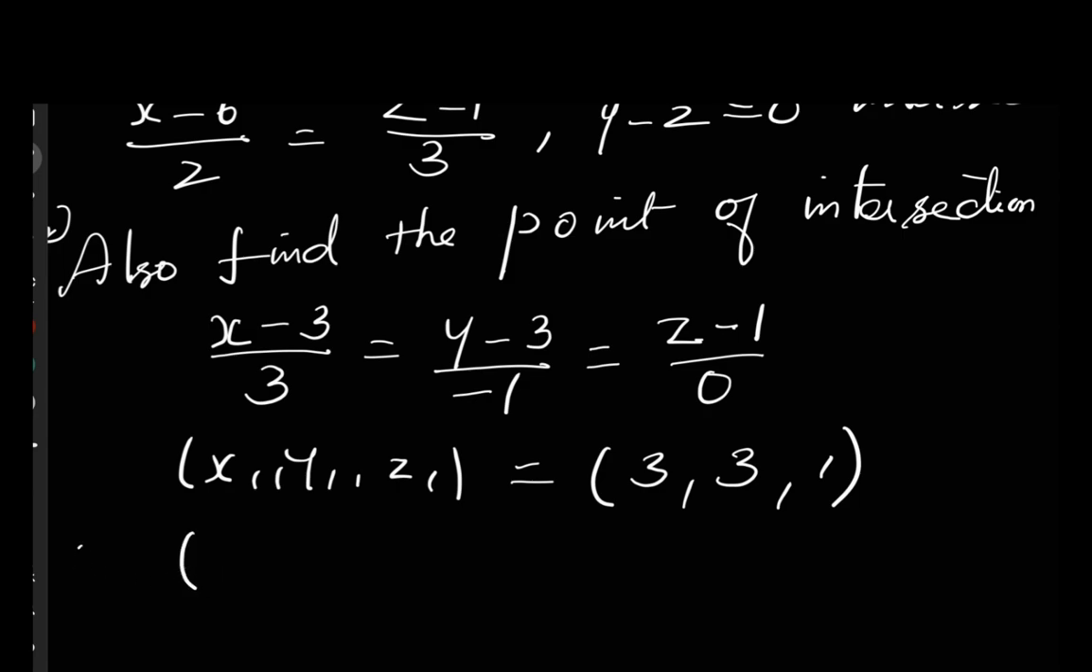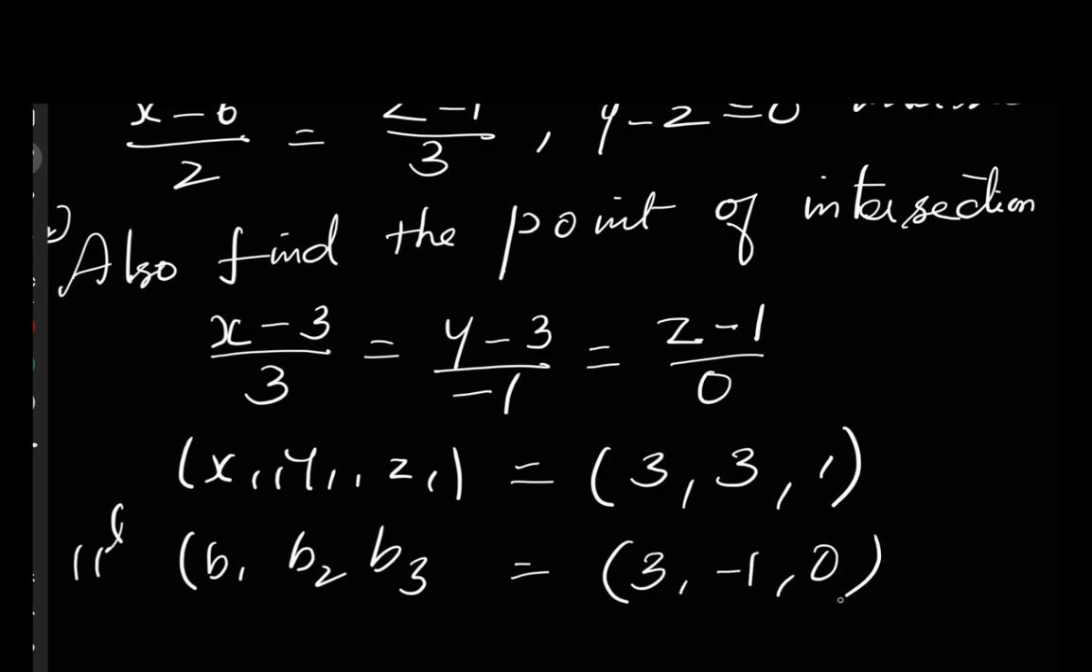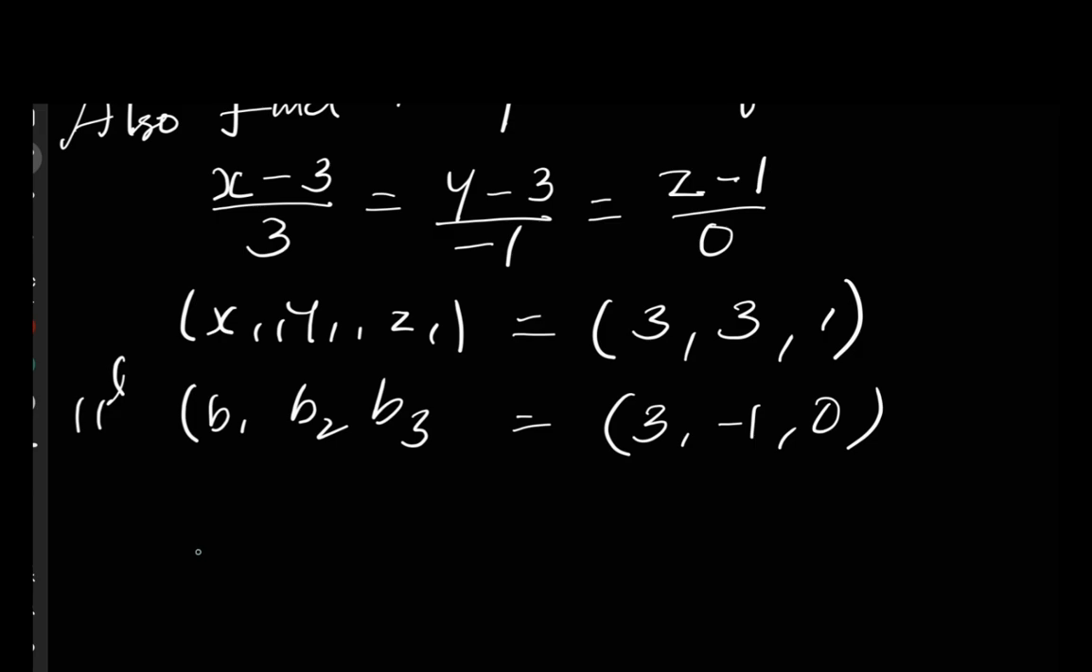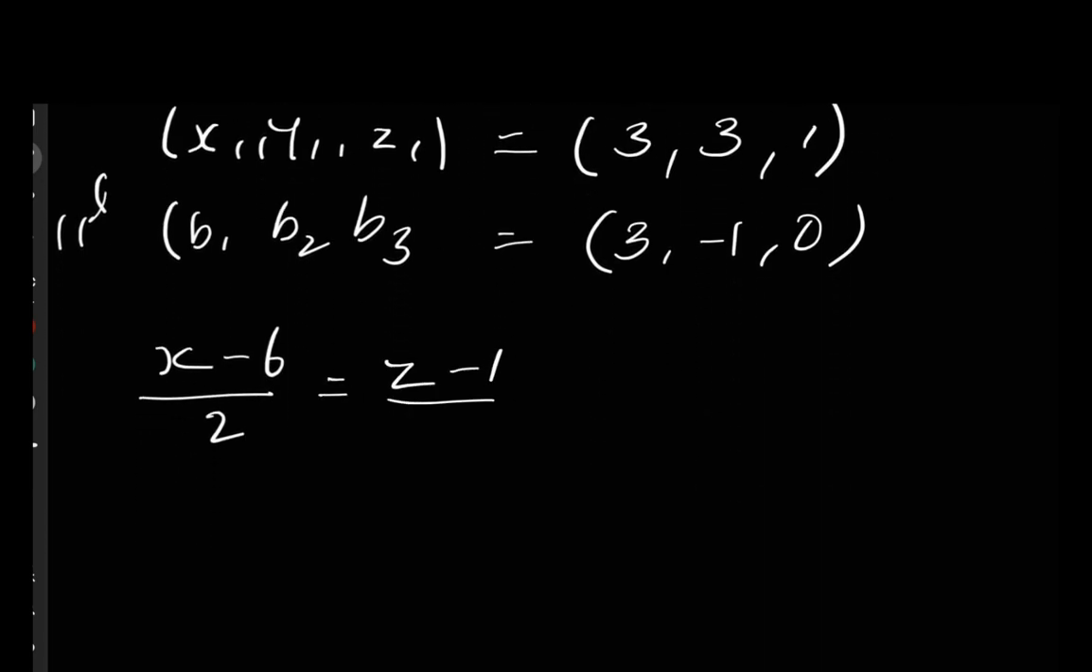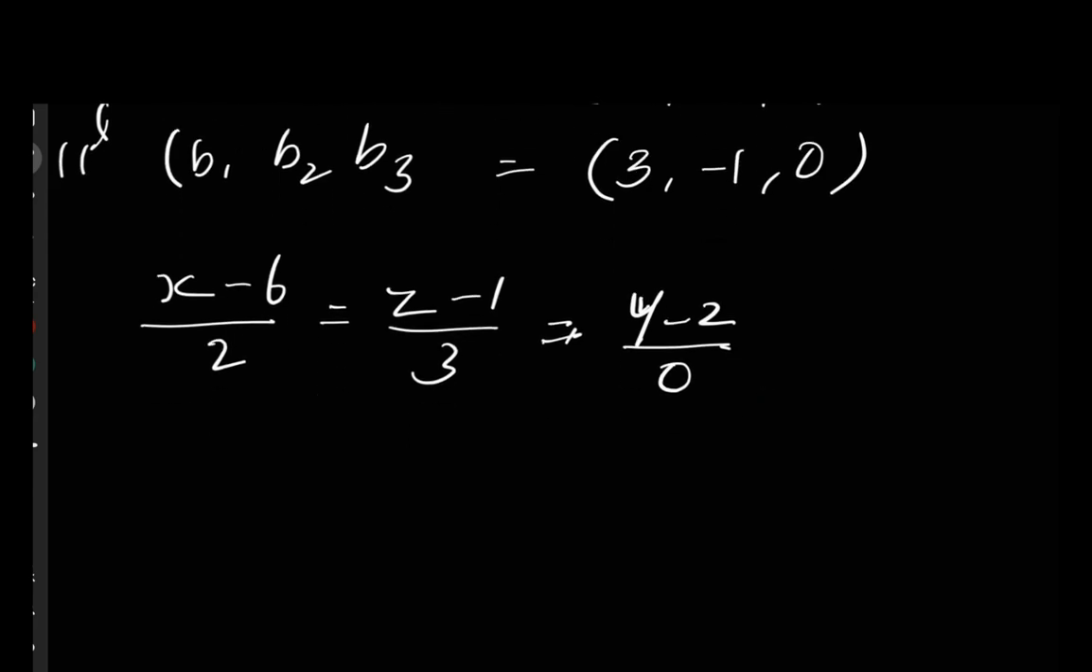Then the parallel vector b1, b2, b3 is equal to the denominator direction ratios 3, minus 1, 0. Now take the second line. The second line is (x minus 6) by 2 equal to (z minus 1) by 3, and y minus 2 is equal to 0. So you take this as equal to (y minus 2) by 0.